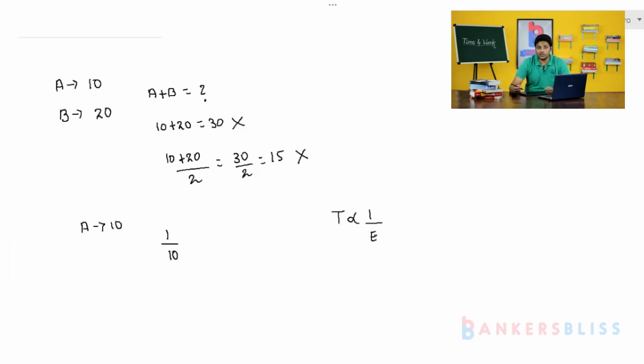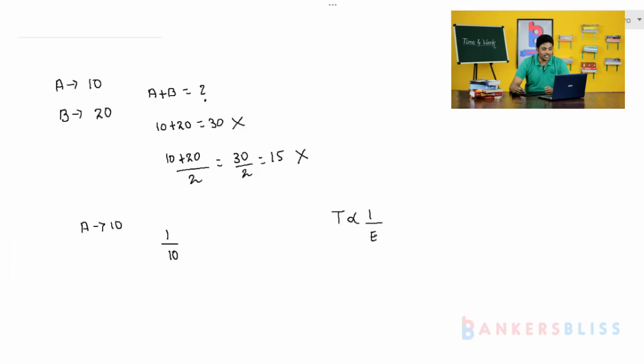As the time increases, the efficiency decreases, and as the time decreases, the efficiency increases. Always you have to remember that time is inversely proportional to efficiency, or efficiency is inversely proportional to time. As the efficiency increases, the time required to complete the task decreases. As the efficiency decreases, the time required to complete the task increases. Always remember this.